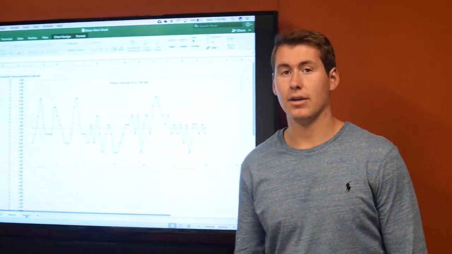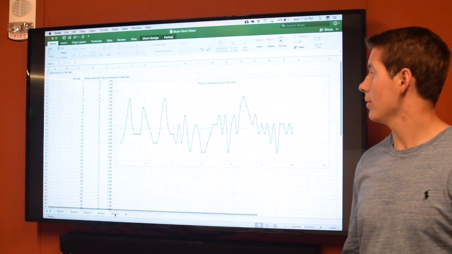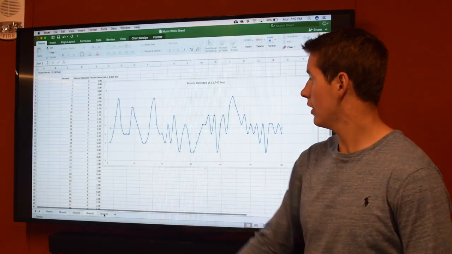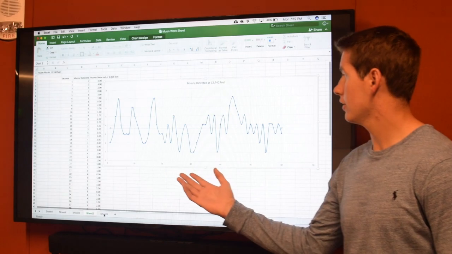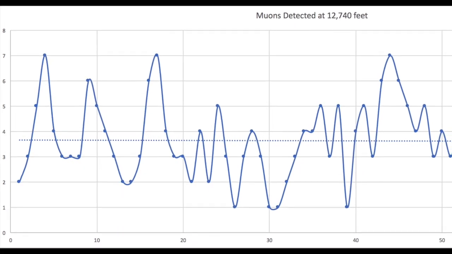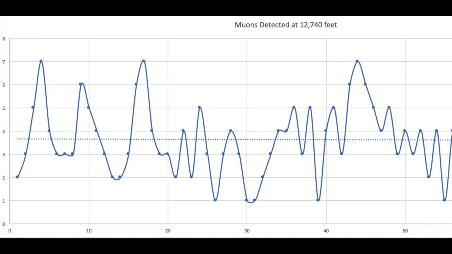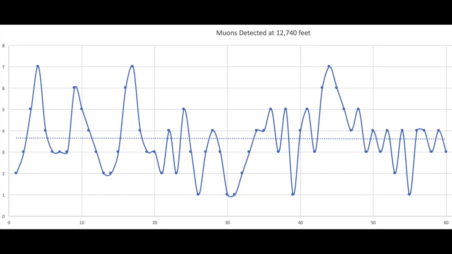The muon flux for the higher elevation on top of Pikes Peak at 12,740 feet was calculated the same way as the previous lower elevation flux. Once again, we slowed down the audio and were able to count the amount of muons detected in each second. The graph here illustrates that as well, and once again the linear bar shows that we had an average muon detection of 3.55 muons per second.